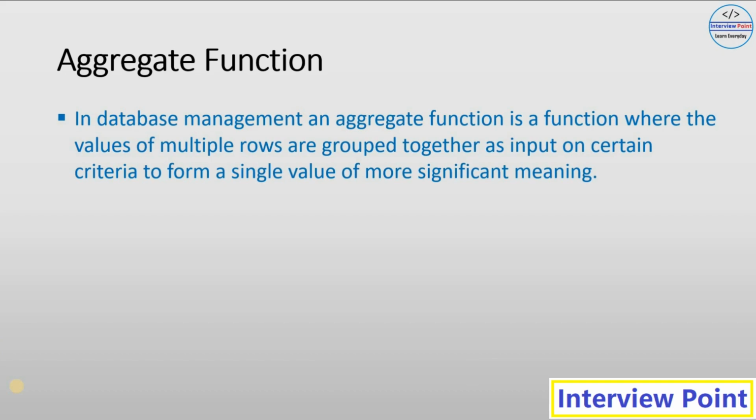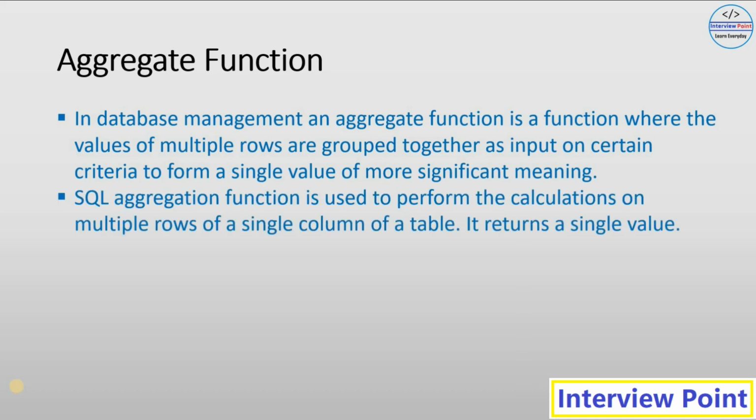In database management, an aggregate function is a function where the values of multiple rows are grouped together as input on certain criteria to form a single value of more significant meaning. Next point: a SQL aggregate function is used to perform calculations on multiple rows of a single column. Okay, so here we have to perform calculation on multiple rows but on a single column of a table. It returns a single value.